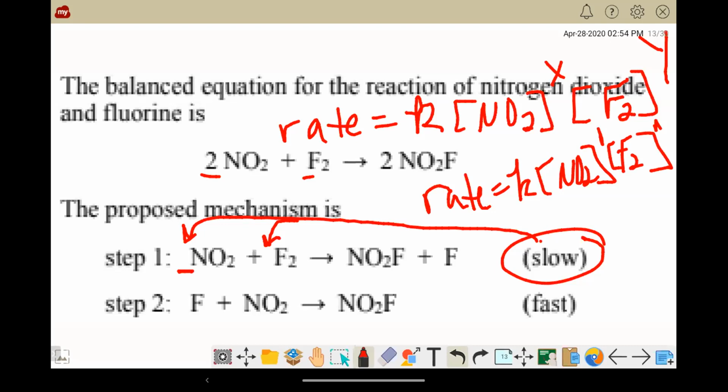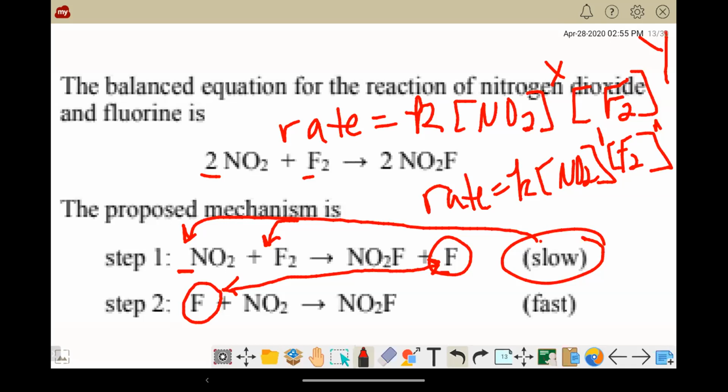And what you can see here, as a result of that first step, we make a fluorine atom. And then a reactant of the next step is that same fluorine atom. And that's called a reactive intermediate. A reactive intermediate is something that's produced in one step and then consumed in a later step.